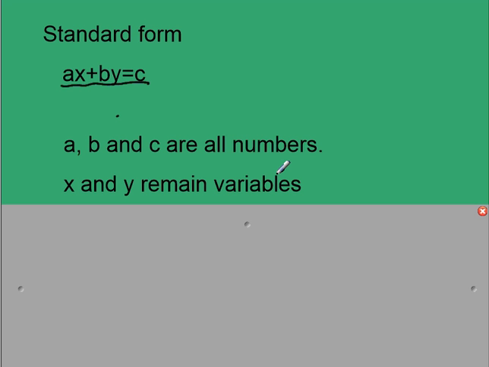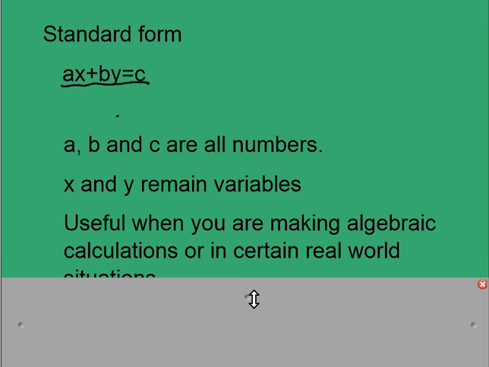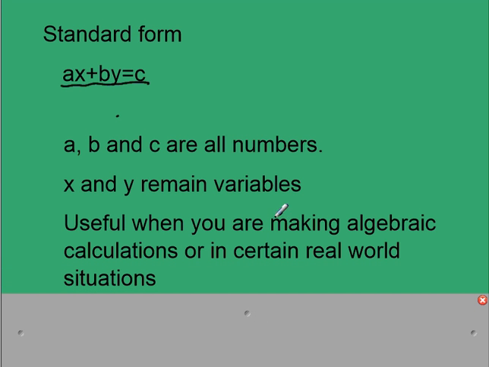For example, dollars earned per hour worked, or number of shirts and number of pants. They're the variables, and that is what's going to change when you go to, for example, solve the word problem or graph the function. This form is really useful when you're making algebraic calculations. Okay, what does that actually mean? Plugging in numbers for x and y.